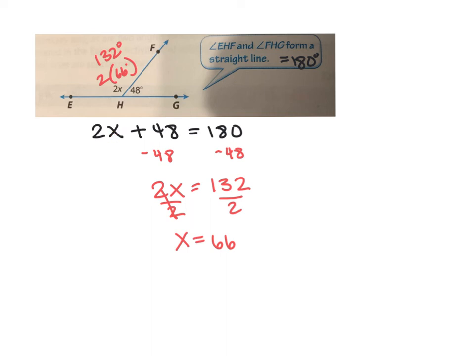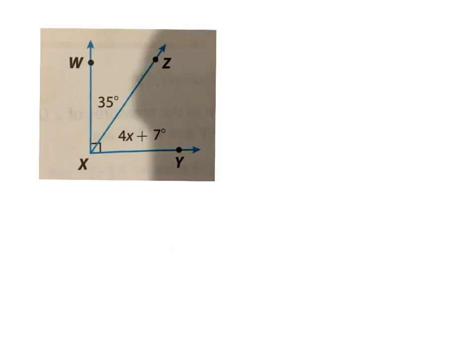Let's look at another one like it. Okay, I'm looking at a right angle here, and I know it's a right angle because they put this little box here. So the total is 90 degrees. They are two angles that add together to make 90 degrees, complementary angles. So I would add this angle to this angle measure, and that together would equal 90 degrees. So I have 35 plus 4x plus 7 equals 90 degrees. So I just took this 35, 4x plus 7, added them together, and I know they will equal 90 degrees.